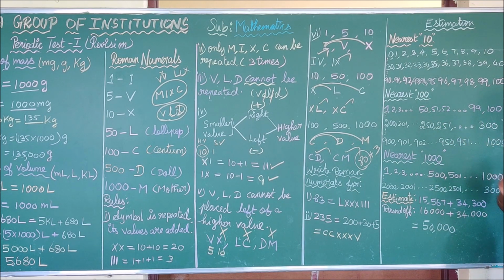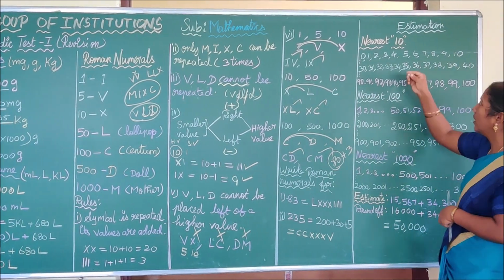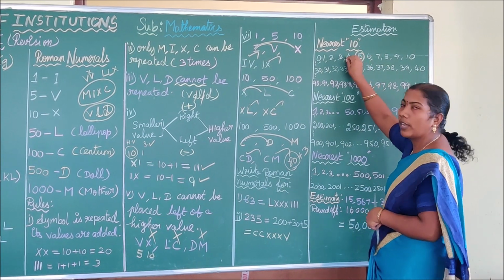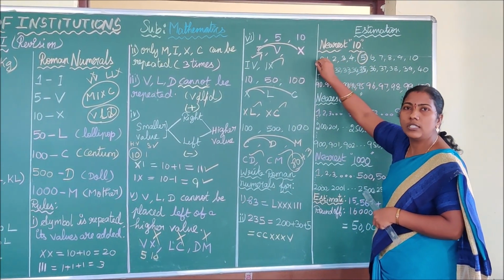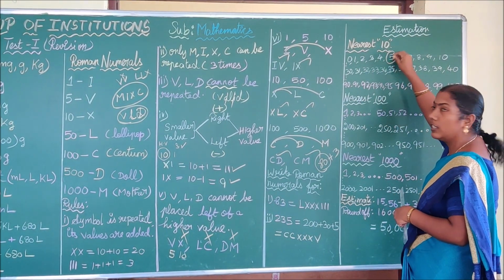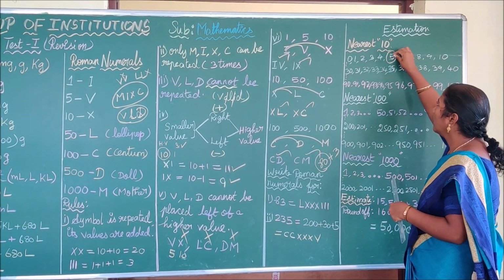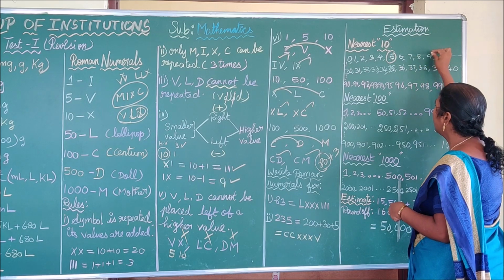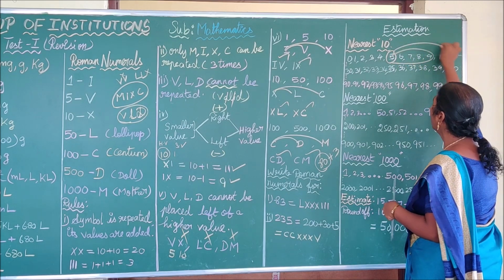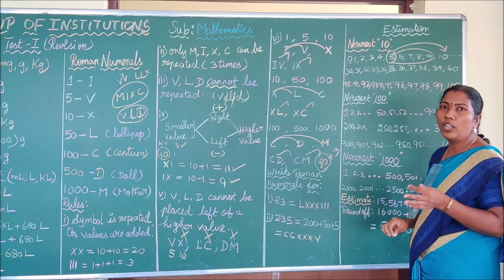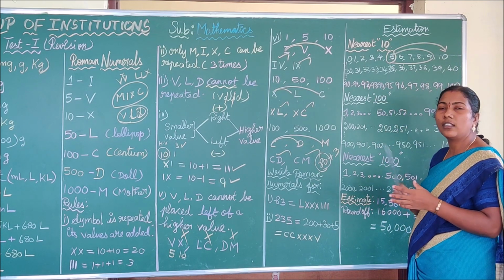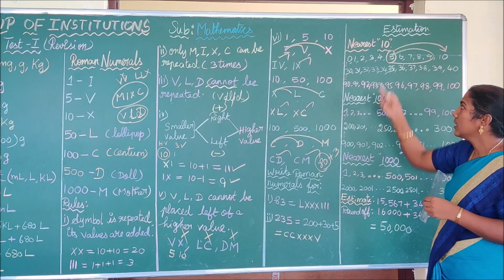Nearest to 10 means first you have to take the 10 values. Okay, see here. First I am considering 0 to 10. Among these the center value is 5. Before 5, that is 4, 3, 2, 1 are rounded off to 0. And from 5, including 5, that is 5, 6, 7, 8, 9, these values are rounded off to 10. I have given the reason why they are rounded off to 0 or 10 in the video on estimation itself. Okay. See the next one.